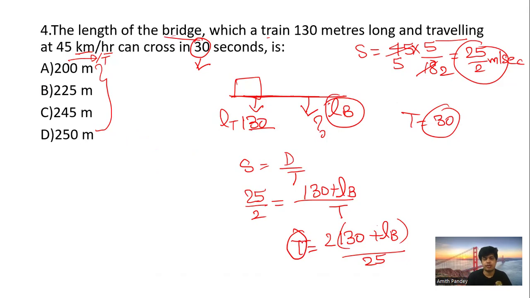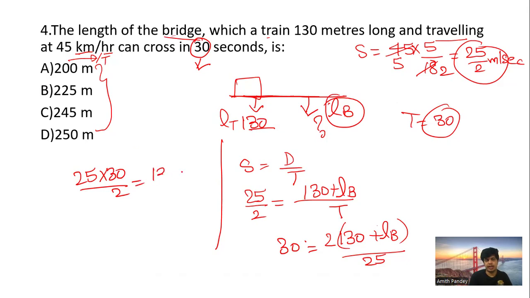Now, in place of T, what I need to write? I need to write 30. Fine. So here, let me write. 30 into 25 equals 130 into 2, that is 260. Or else directly you can do one more thing. That's 25 into 30 by 2 equals 130 plus LB.